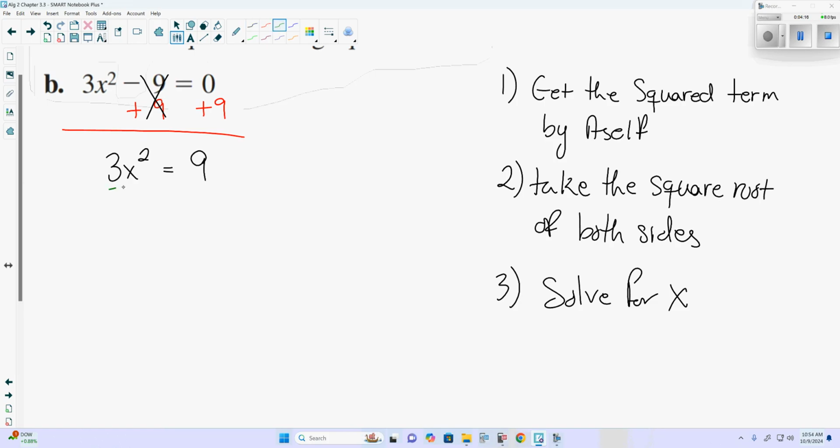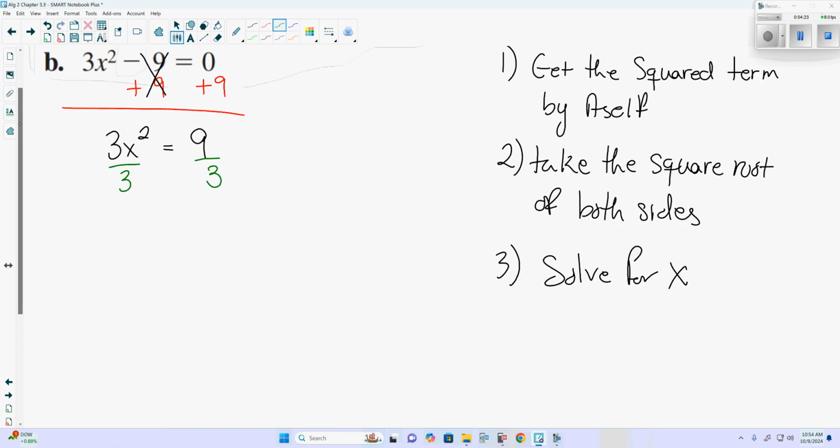At this point here, we're going to divide both sides by 3. 3x squared divided by 3 would be x squared, and our 9 divided by 3 would be 3. Yes? Questions on this here? Did we get the x squared term, or the term being squared, by itself? Yes. So we can move on to step number 2.